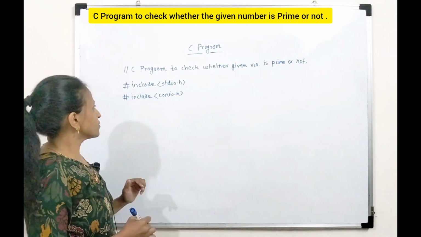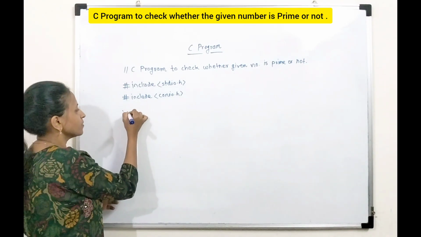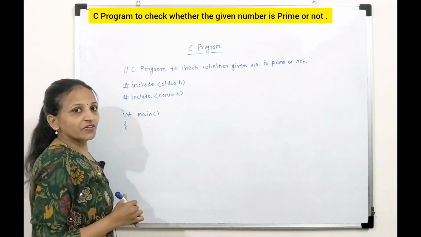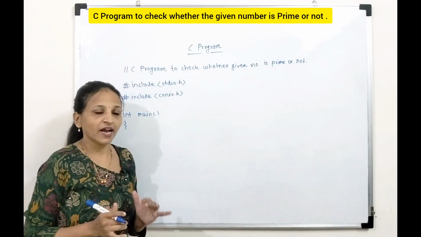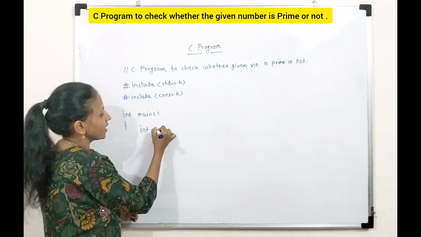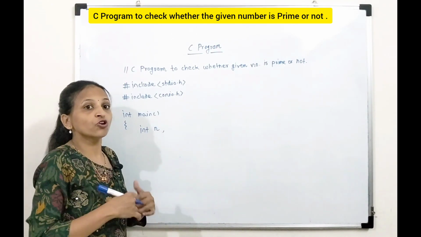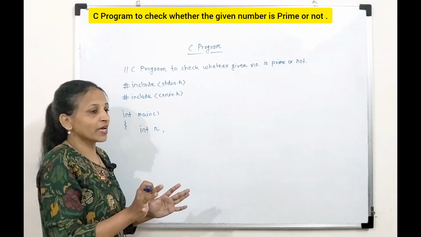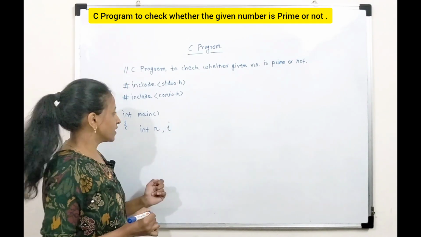Now the next point is the function. Main function we have to write, simple, int main. Now first we will declare one variable n, because we have to accept that number from the user, and for that there should be one integer variable, let it be n. Now a counter is required because we have to check whether that number is divisible by 2 to n minus 1 for prime checking. That's why one variable i as a counter we will declare.